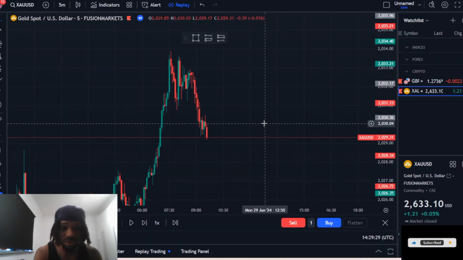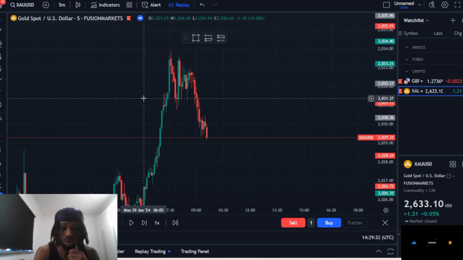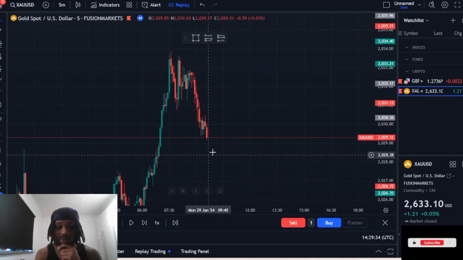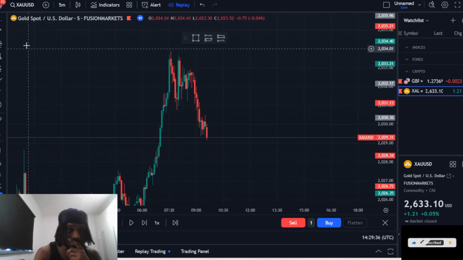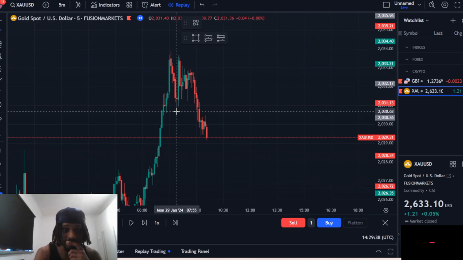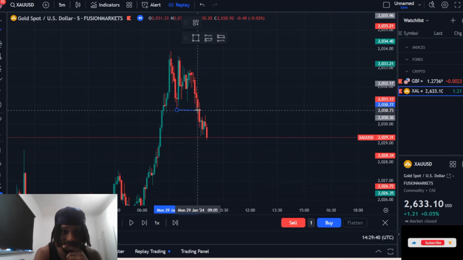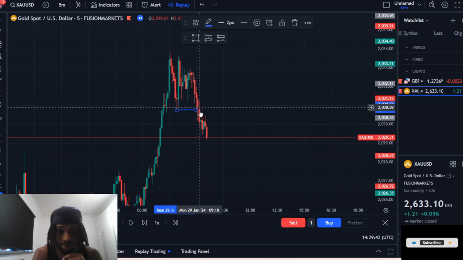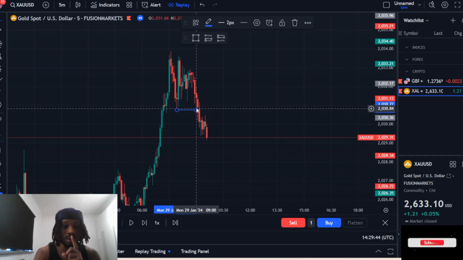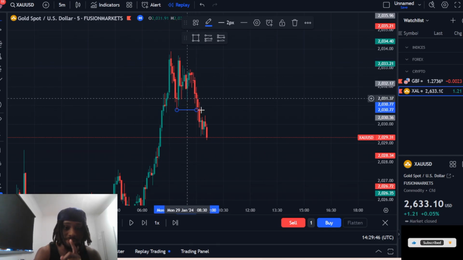Cool. So as you can see here, we are on gold all the way back in January 2024. We have a change of character. What a change of character is, basically, is just a break of structure, but it is the first break of structure that we have within the move.